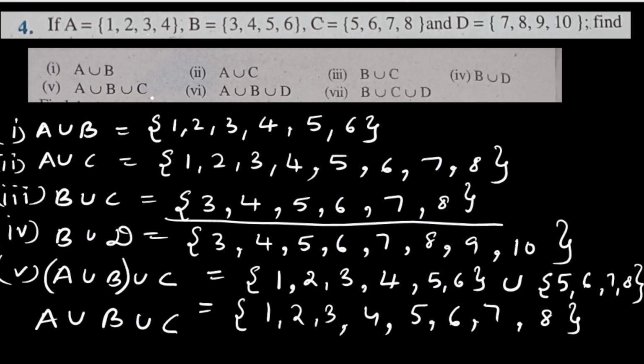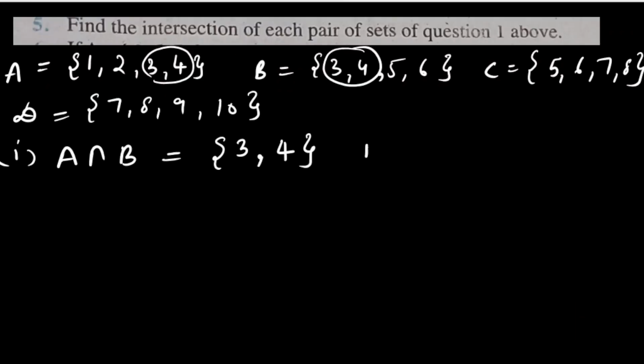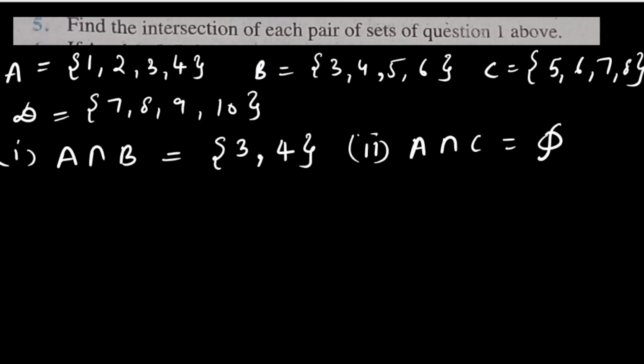Next we have to do A intersection C, because in the previous question we had A union C. We just have to locate the common elements in A and C. A is 1, 2, 3, 4. C is 5, 6, 7, 8. Here we can see there is nothing common, which means it is an empty set. So A intersection C is the empty set. You can write it like this, or you can also write empty curly braces.